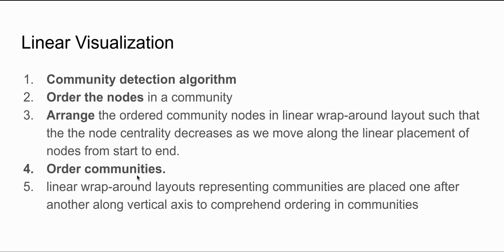Next, we also give the user the capability to order the communities. The user can order or rank the communities based on different community attributes like size of the community, edge density of the community, and number of community connections. So once we have the ordering of the communities, we can place these communities or linear wraparound layouts one after the another along the vertical axis. This type of arrangement helps a user to compare different communities and to identify important communities.